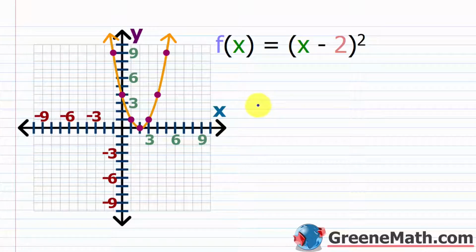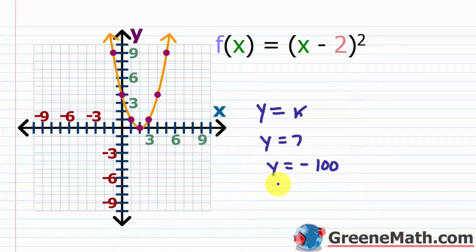Now, similarly, we can use a horizontal line to test for a one-to-one function. So a horizontal line is y equals some real number. Let's just call it k. So y equals 7 or y equals negative 100. Any of those would work. It's y equals some real number. What we need to know is on that horizontal line, the y value is never going to change. So if it impacts the graph in more than one location, that tells us that that given y value is going to be associated with more than one x value, so it's not a one-to-one function.